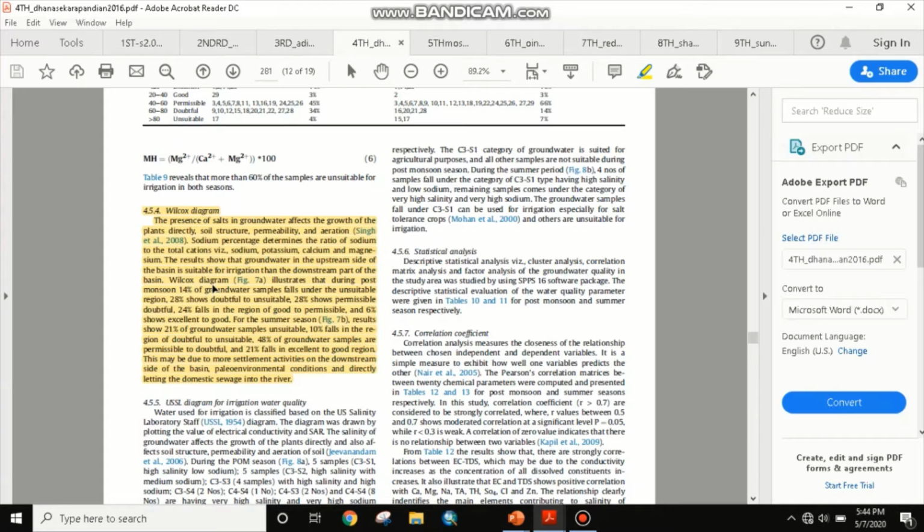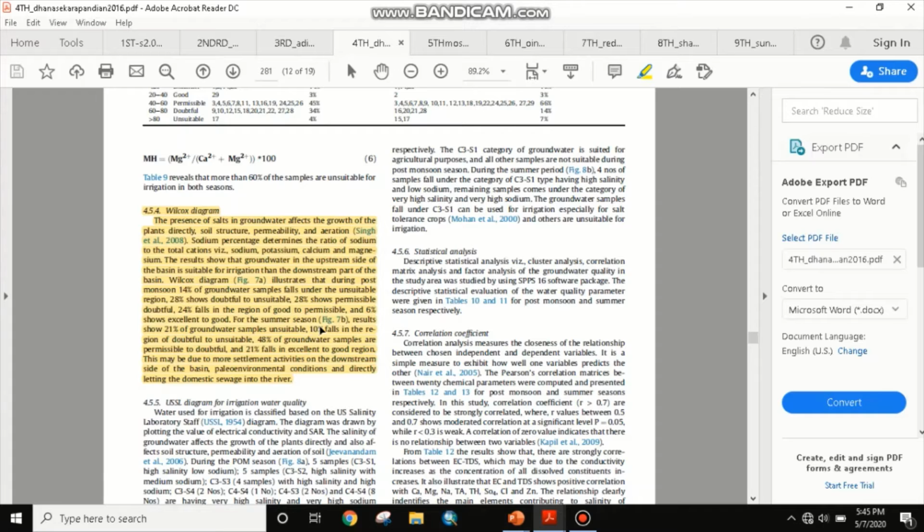So the Wilcox diagram illustrates that during post monsoon, 14% of groundwater samples fall under the unsuitable region, 28% show doubtful to unsuitable, and 28% show permissible to doubtful. 24% fall in the region of good to permissible, and 6% show excellent to good quality.